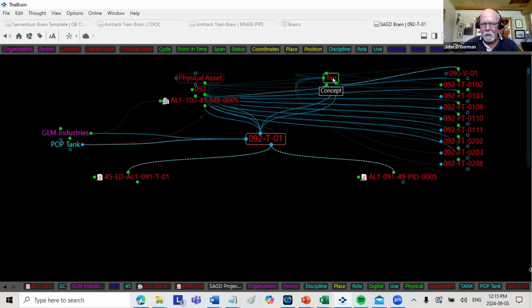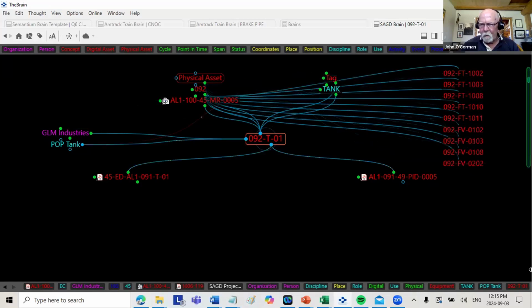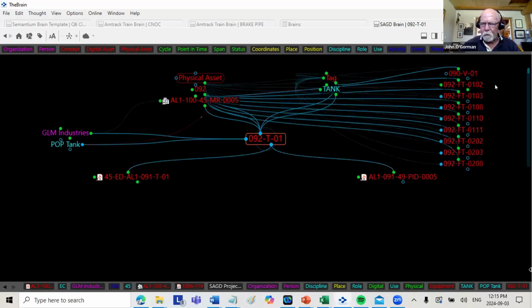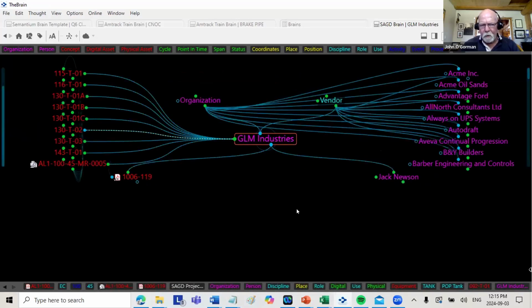Tank, we've already seen. It's a tag. It's a member. These are all tags down this way. So you can see all of the tags that are used for equipment. But the thing I want to focus on now is this node here. So this being a tag, who supplied that tag? A company called GLM Industries, and it turns out they've supplied a whole bunch of tags.